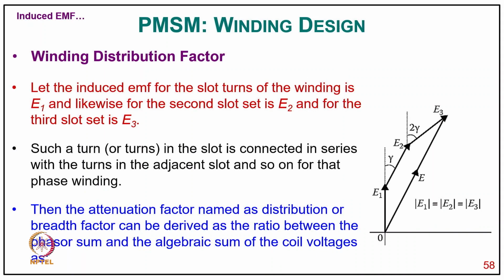Now let the induced EMF in the slot turns of the winding be E1, likewise E2 for the second slot and E3 for the third slot. The turns in a slot are connected in series with the turns in the adjacent slot, and so on for that phase winding. Then the attenuation factor, named the distribution or breadth factor, can be derived as the ratio between the phasor sum and the algebraic sum of the coil voltages.